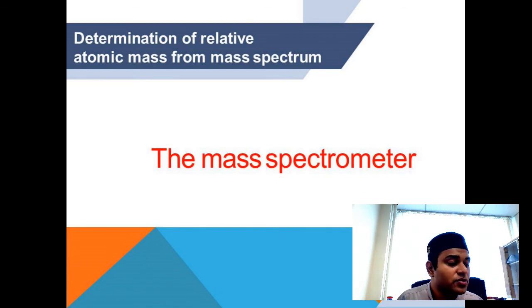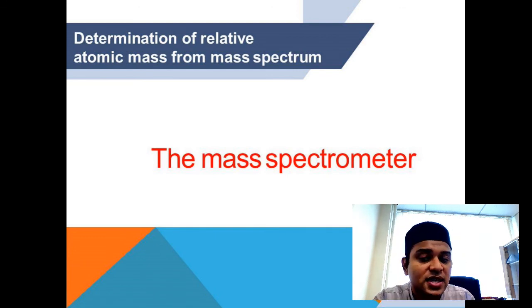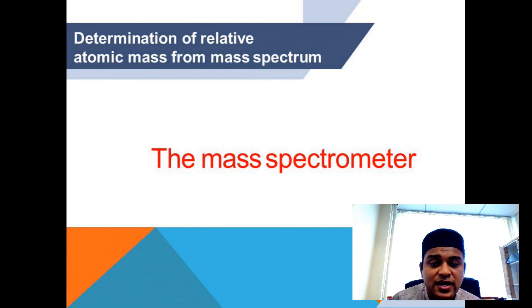Okay, so guys, I will discuss the mass spectrometer on my next slide. Please stay tuned for the topic I will explain soon.